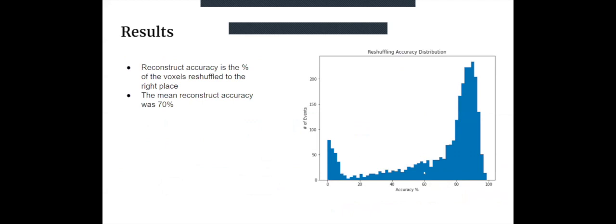So after PointNet predicts where the voxels were originally, we find the reconstruction accuracy, which is just the percent of voxels in an event that are predicted correctly. We find that the model on average reshuffles at about 70%. And we get a distribution as shown in this slide. The reconstruction accuracy is represented on the x-axis and the number of events is on the y-axis. As you can see, most of the points are on the two tails of the graph.